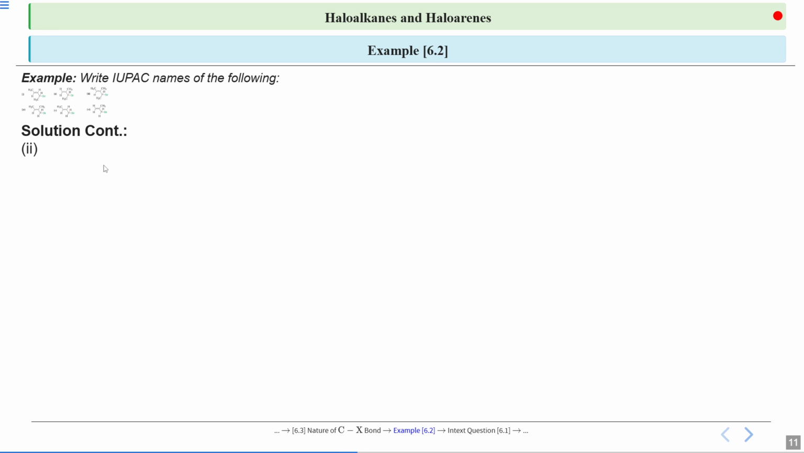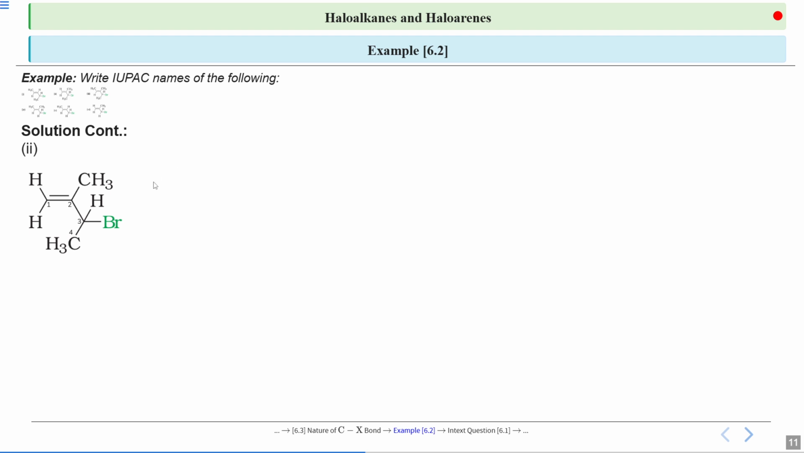Now let's see the second structure. Second structure is this one. The similar process you have to follow, the similar steps. First of all, you have to select a parent chain containing the maximum number of carbons. So if you start from this carbon, this and this, 4 carbons will be there. If you start from this carbon, 1, 2, 3, 4 carbons will be there. Again, if you start from this carbon, 1, 2 and at this carbon 3, there will be 3 carbons. So the only possible maximum number of carbons in the parent chain is 4.